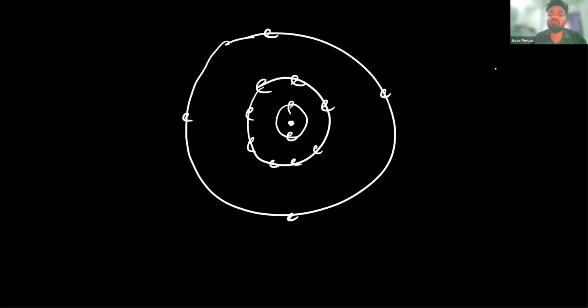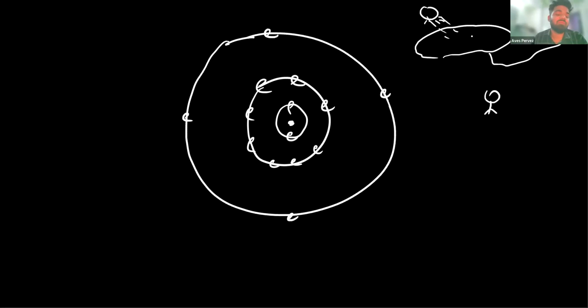This is similar to, for example, if you are sitting here and there are clouds, the sun radiation will not be able to reach you, because the clouds are making a barrier between the sun rays and you.